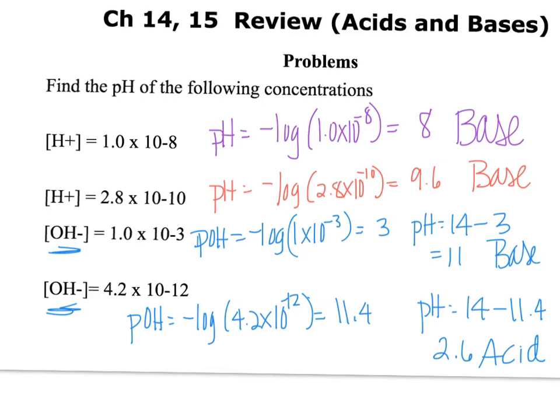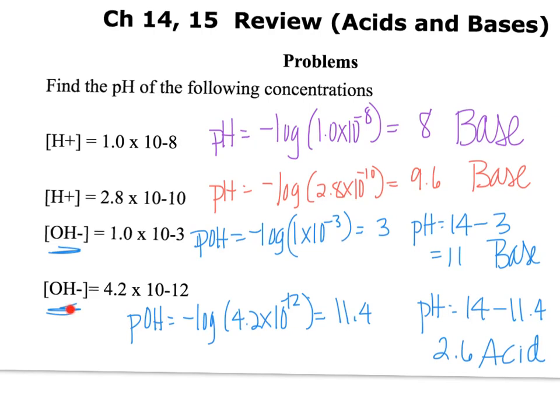All right, so this one problem, we were supposed to find the pH of these 4 solutions. In the first 2, they give us hydrogen, so we can directly take the negative log. And when we do that, we find out that they are 8 and 9.6. So they are both bases.